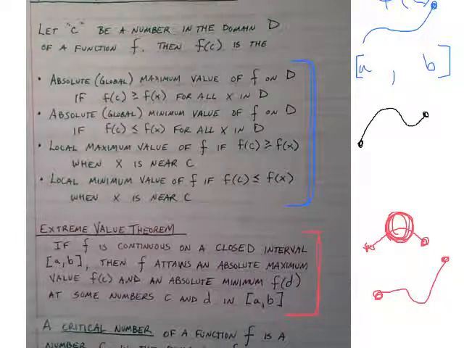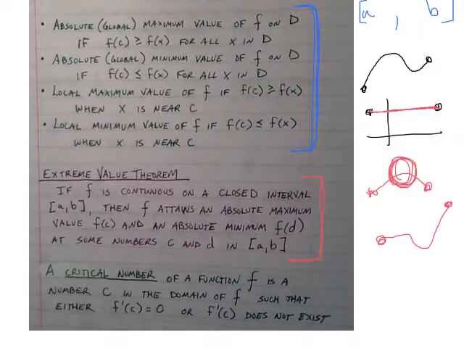Now some might argue that if we had a function like y equals 3, it's a constant function, and we're looking from this point to this point, then there is no max or minimum attained. Others might argue that the whole thing is always a maximum and always a minimum. So that's how they get around that.